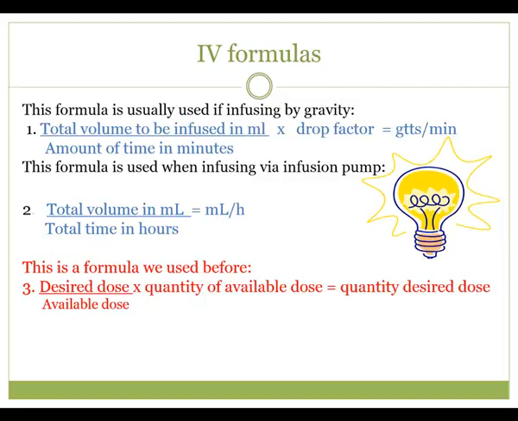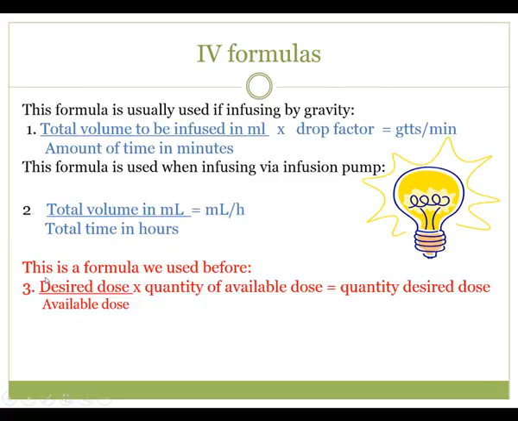But for right now, we are using this IV formula: the total volume to be infused in milliliters over the amount of time in minutes times your drop factor gives you your drops per minute, and that's if you have to infuse it by gravity. If you're infusing it on a pump, typically you run it in mils per hour, so you'll say your total volume in milliliters over the total time in hours gives you your mils per hour. If you leave your total time in minutes on this formula, it'll give you mils per minute, and you can just multiply it by 60, but either way, it comes out to the same thing.